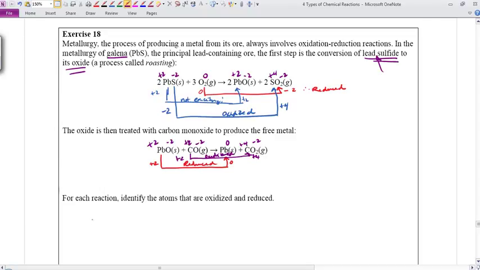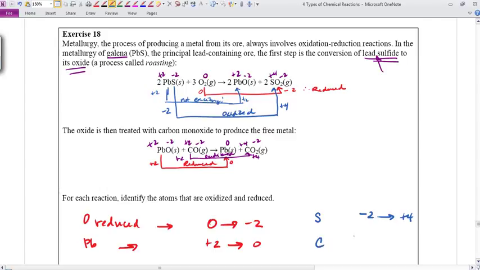So let's get the summary. Oxygen is reduced. I like to do reduced in red. Try to figure out why. It's reduced. So oxygen is going to a -2, and lead in the second step is reduced from a +2 to a 0. And then sulfur is oxidized, so it's a -2 going up to a +4. And then carbon. If something's going to be oxidized, something else has to be reduced. +2 going to a +4. You can't have one without the other. They are partners in crime.